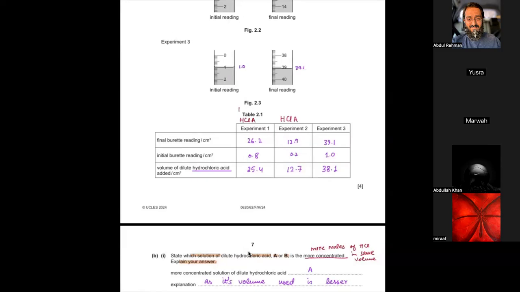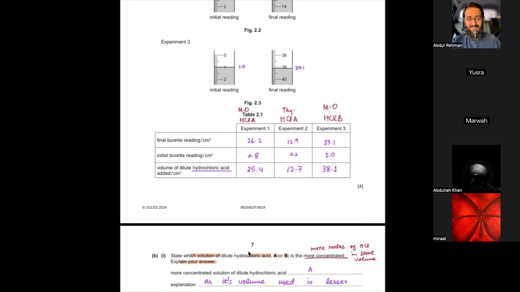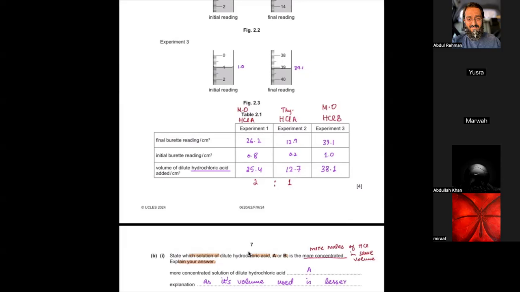Over here, it's HClB with the methyl orange indicator, right? If you see the ratio, they exist in a 2:1 ratio, isn't it? The same HCl with the different indicators, their volume ratio is exactly 1:2 or 2:1. Is this understandable? Yes, sir. So if, instead of methyl orange, I use thymolphthalein with HClB, I'm going to get exactly half of this volume.